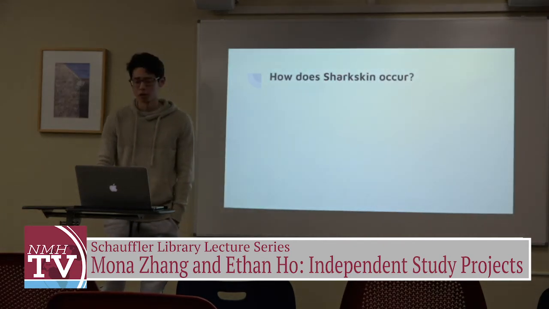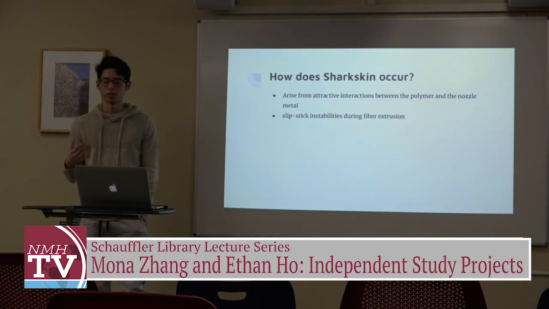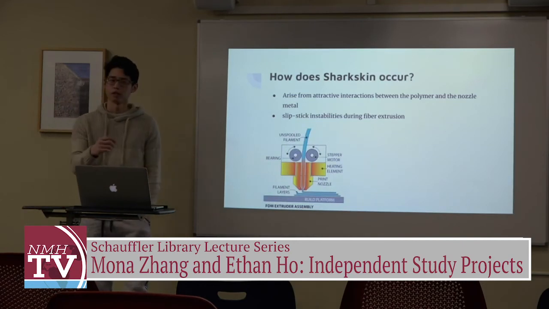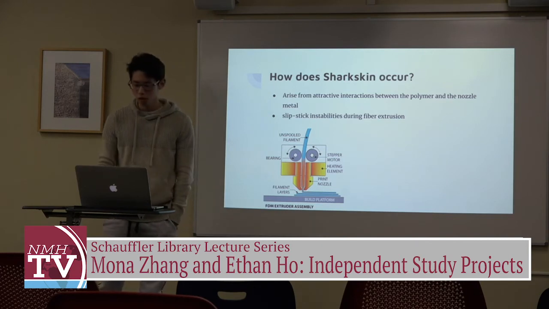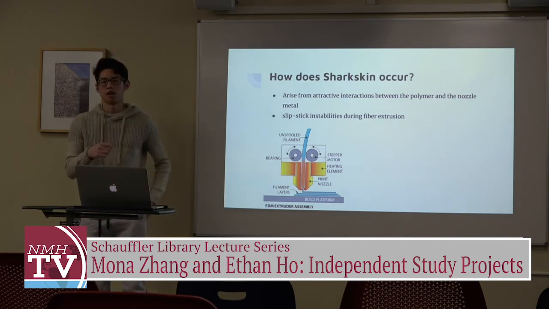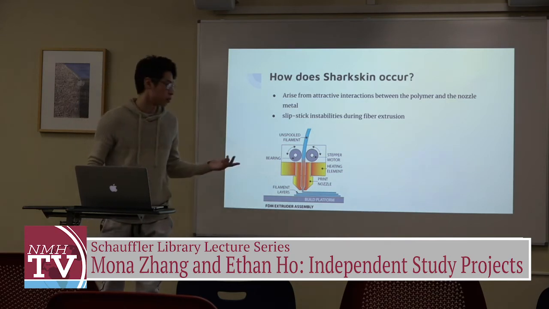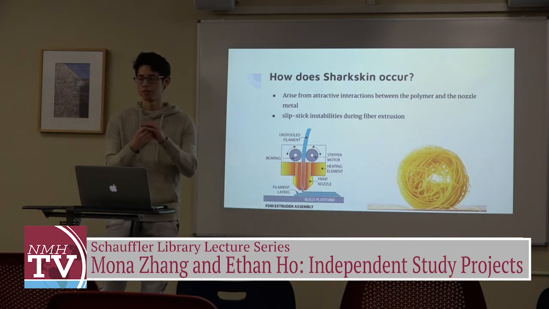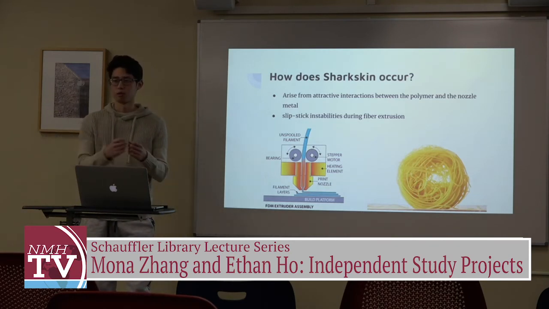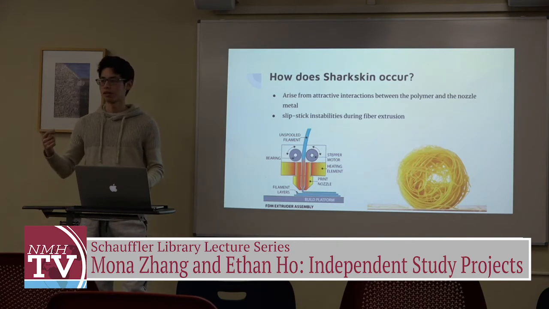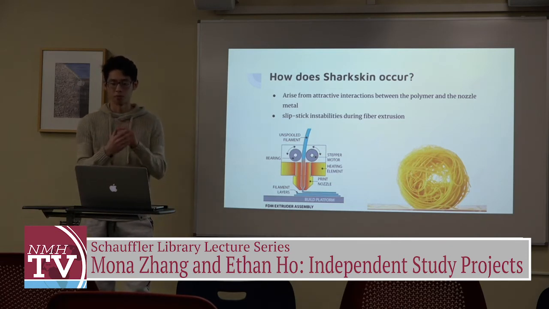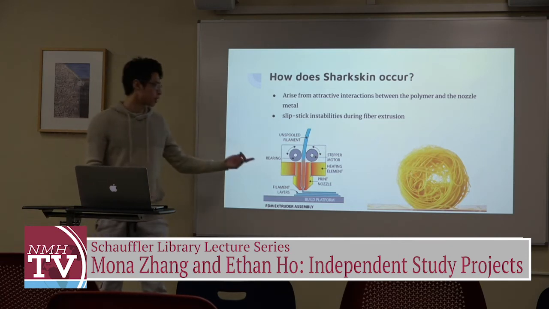Talking about how shark skin occurs, it really arises from the attraction between the polymer, which is what you inject into the 3D printing machine, and its nozzle metal. A polymer behaves like strands of spaghetti, for instance. Imagine you have a ball of spaghetti and it's coiled up. When you try to pull it out, if you pull it really fast, it snaps really easily, right? Because the force inside the spaghetti is holding each strand of spaghetti in. So kind of like that.